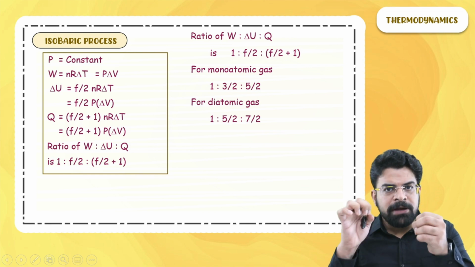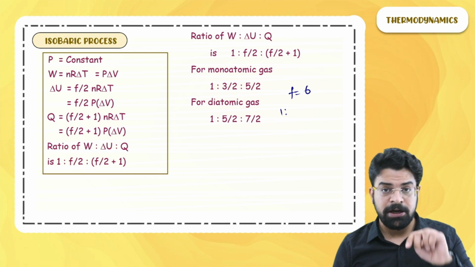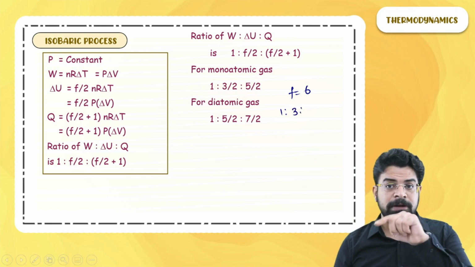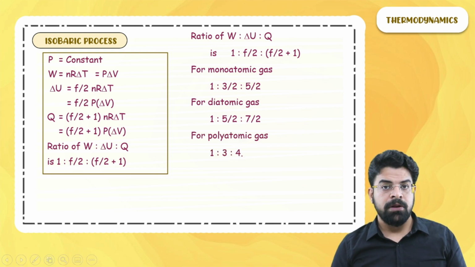For a polyatomic non-linear gas, the degree of freedom is 6. So you will get 1 is to 6 by 2, which is 3, is to 6 by 2 plus 1, that is 3 plus 1, that is 4. So for polyatomic gas, the ratio comes out to be 1 is to 3 is to 4.